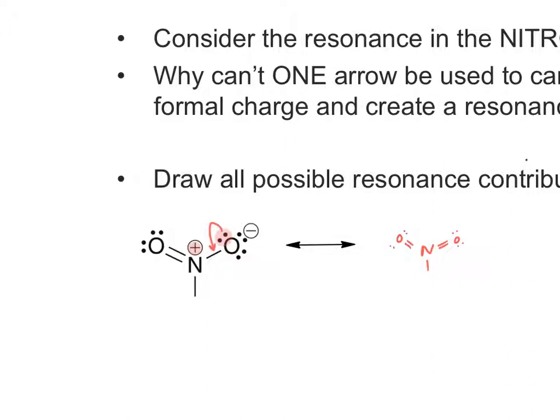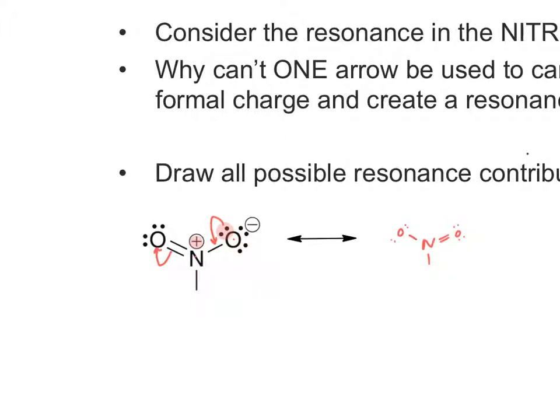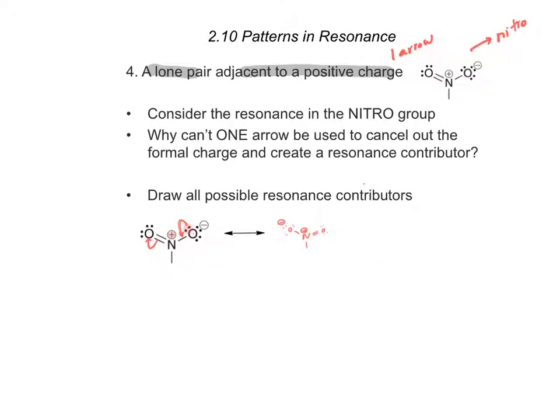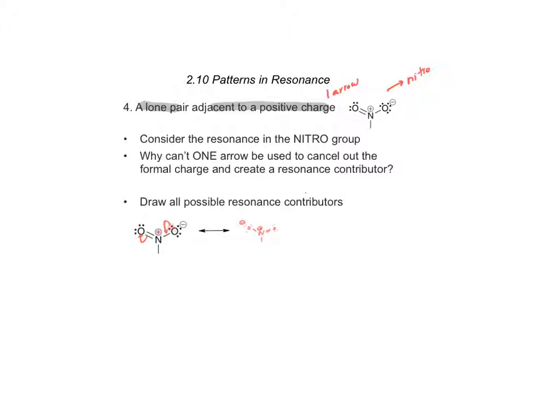And so this is the one exception. We have one arrow that's going to make the bond between oxygen and nitrogen, but to make sure that we don't break the octet rule, we've got to take the electrons that are in this double bond and put them on the other oxygen, right? And so with that, this looks like this. We've got a lone pair. That negative charge has essentially moved from this oxygen to this oxygen, and we still have this positive charge on nitrogen. So this nitro group is the exception to our pattern where we only need one arrow for a lone pair adjacent to a positive charge.